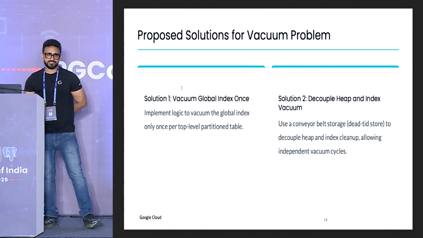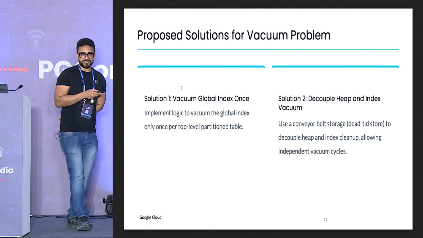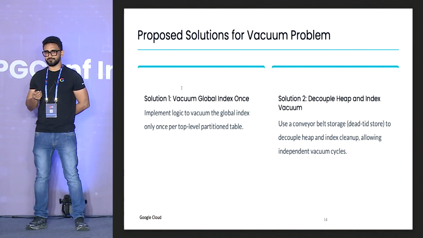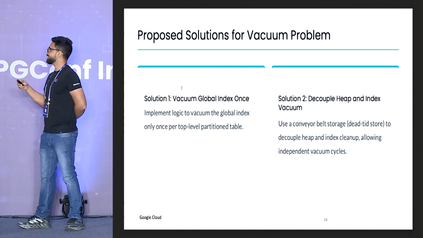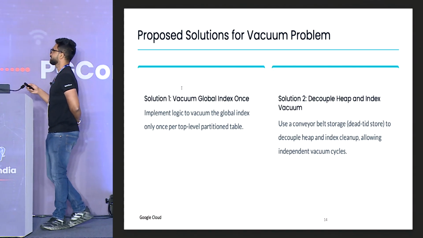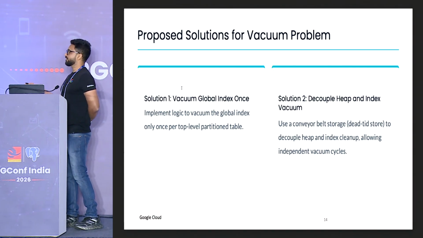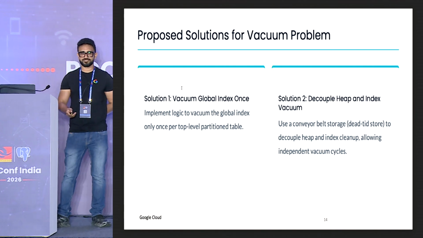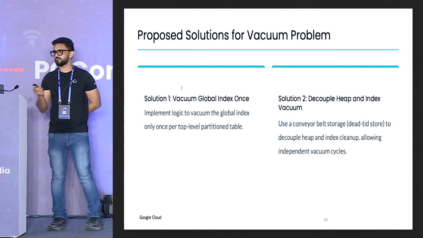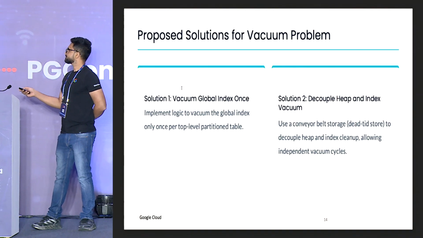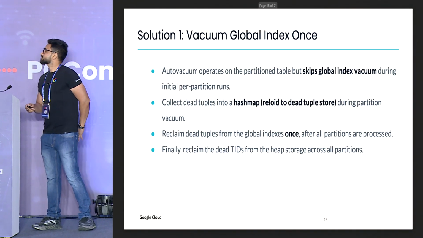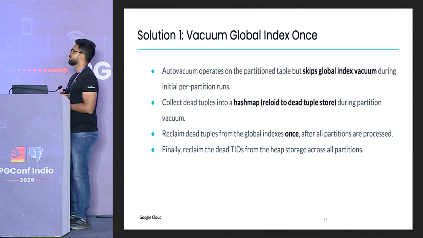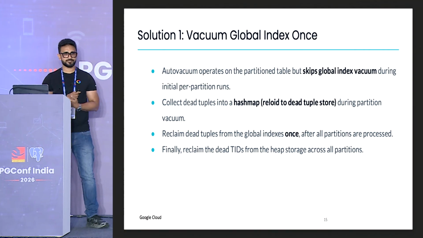The second solution: we said heap and index vacuum are tightly coupled, so just decouple them and make them independent. Whenever your heap is ready for vacuum, vacuum the heap. Whenever the index is ready for vacuum, vacuum the index. It means you don't need to vacuum the index every time you vacuum any heap. So I'll discuss the first solution, which is to vacuum the global index only once.